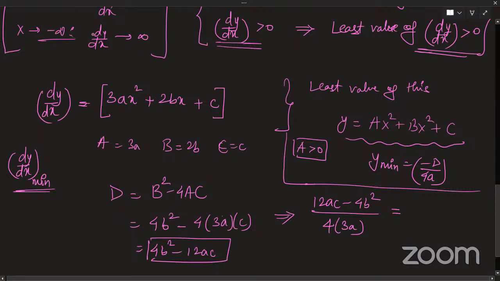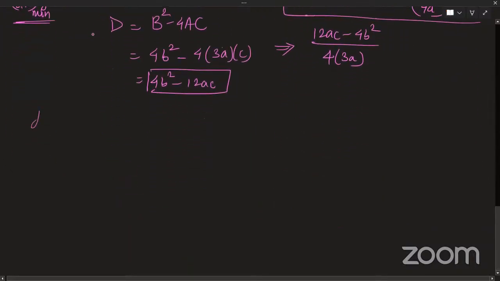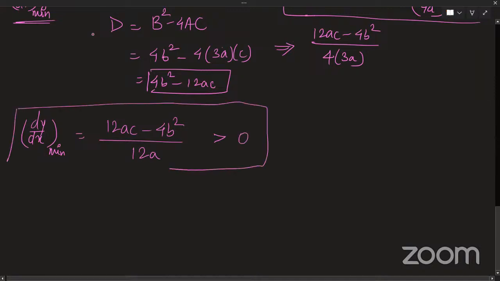So can something be done? I'll just leave it this way currently. So my least value of dy by dx, the minimum value, is basically 12ac minus 4b square by 12a. This is my least value of dy by dx, and I am telling you, this has to be greater than 0.